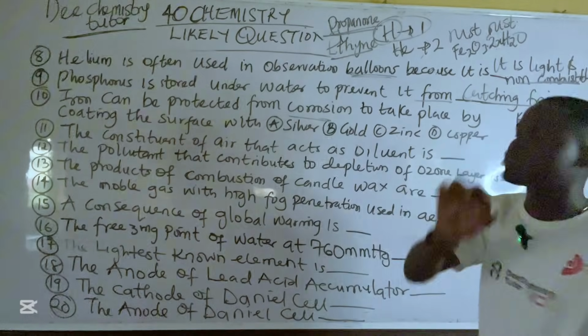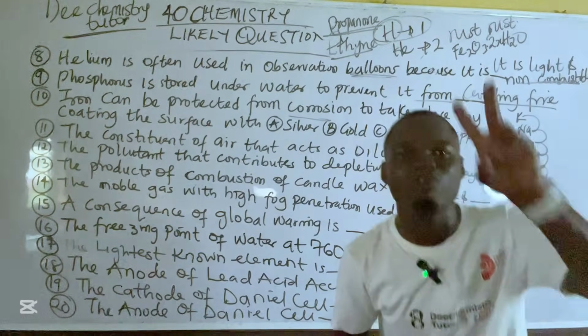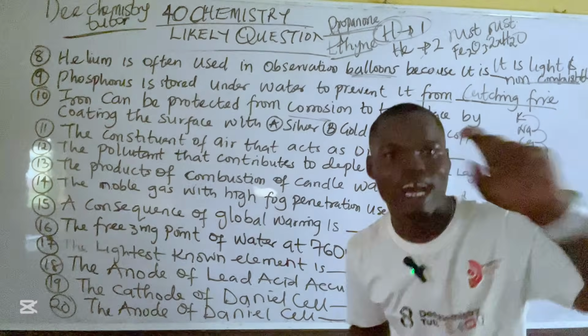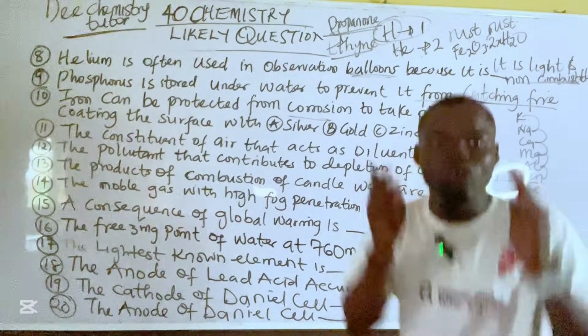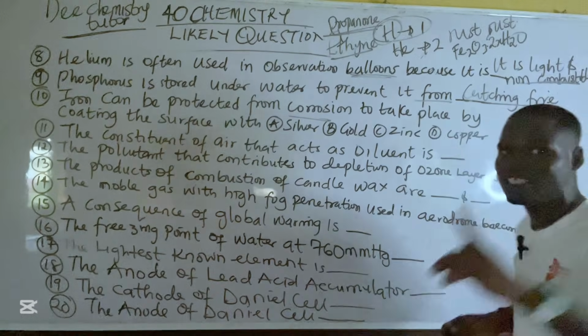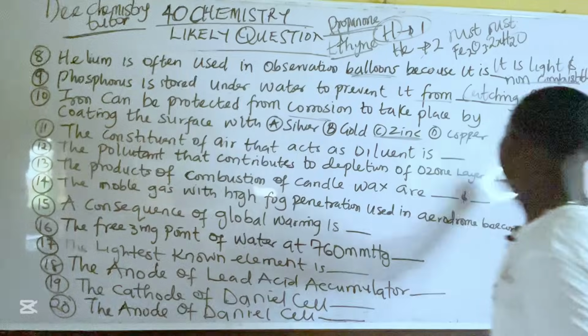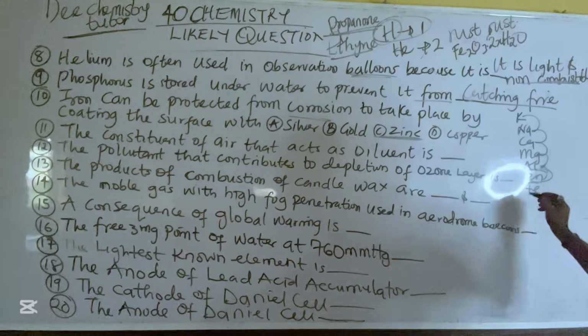And I think I already explained also that this rusting can only take place in the presence of two things, air and water. Okay, please take note of that. It's a JAMB question. So from this question, the answer is what? Zinc. Because zinc is above iron.